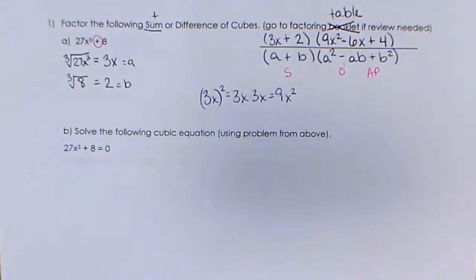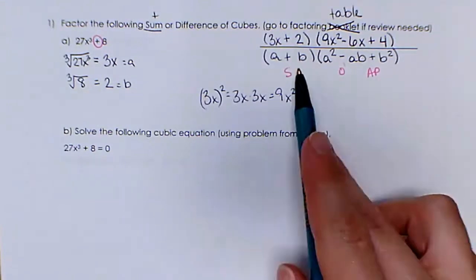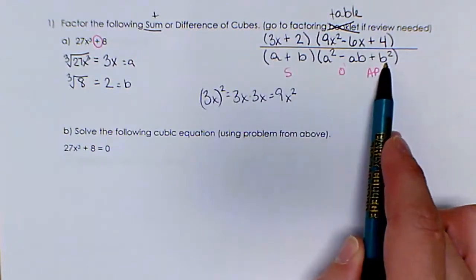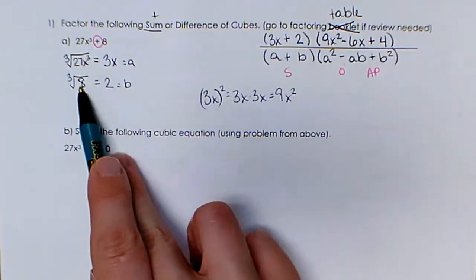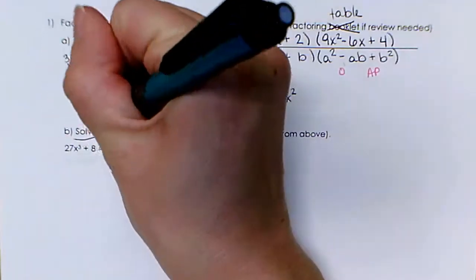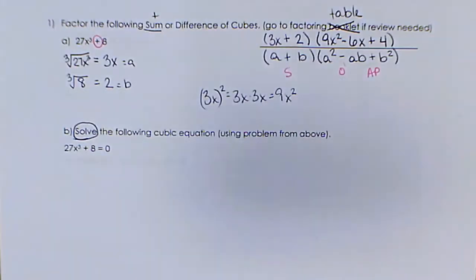So we got it. We have SOAP that's helped us find the sum of cubes after we cube rooted the first and the second term. So now we've already done part A of number 1. Part B says that we need to solve the following cubic equation using the problem from above.